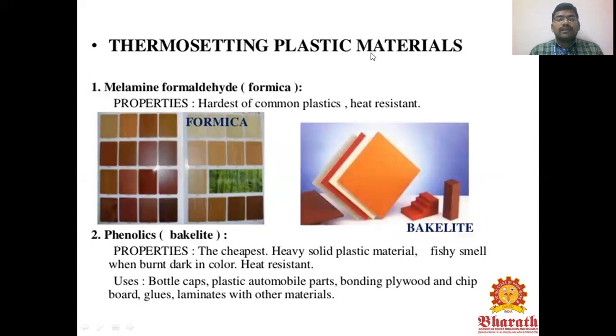The properties of Bakelite: it is the cheapest material, a heavy solid plastic material, with a slight smell when burnt, dark in color, and heat resistant. Uses of Bakelite: bottle caps, plastic automobile parts, bonding plywood, chipboard, and gloves, and laminates with other materials are also possible for the Bakelite material.